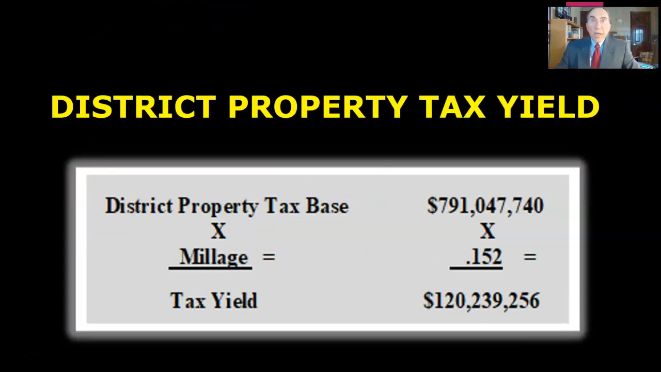To calculate a district's property tax yield or collection, tax authorities multiply the tax base, which is the aggregate value of all taxable assessed property values in the district, by the effective millage rate, as seen in this illustration.